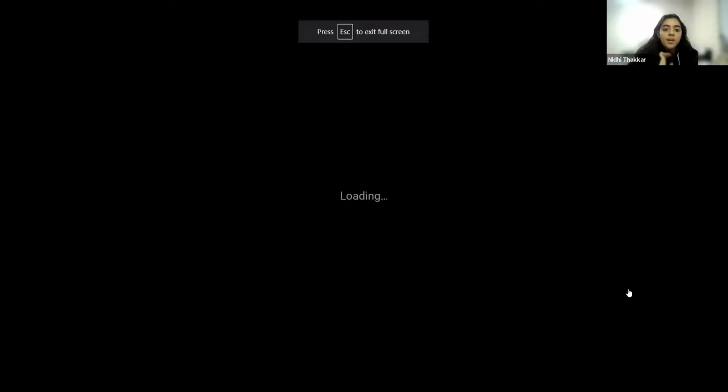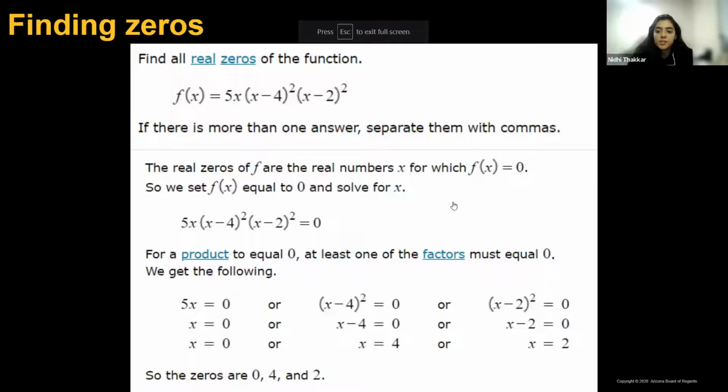All right. So we have 5x, (x minus 4) whole square, and (x minus 2) whole square equals 0. What we can do here is equate it to 0, and we have three possibilities. If the product equals 0, at least one of the factors must equal 0, because 0 multiplied with anything gives you 0, right? So there are three possibilities here. It can be 5x equals 0, it can be (x minus 4) whole square equals 0, or it can be (x minus 2) whole square equals 0.